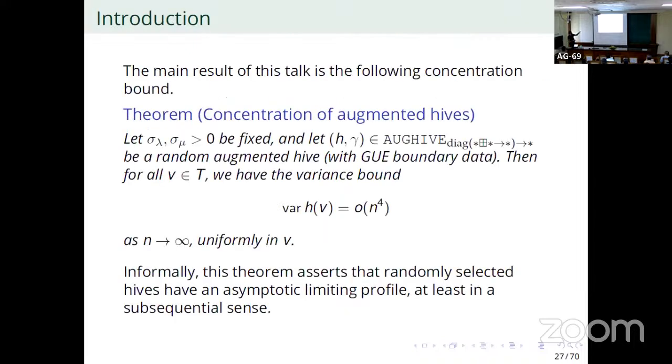So this is our main theorem: when you look at the vertices of this hive, you do get some kind of concentration. The typical value of the hive is order n squared, and what we can show is that the variance is little o of n to the 4. So that means the standard deviation is little o of n squared, and you have some kind of non-trivial concentration. This is the main result. Are there any questions regarding the main result? We believe this is true for all distributions, and we show it only for GUE.